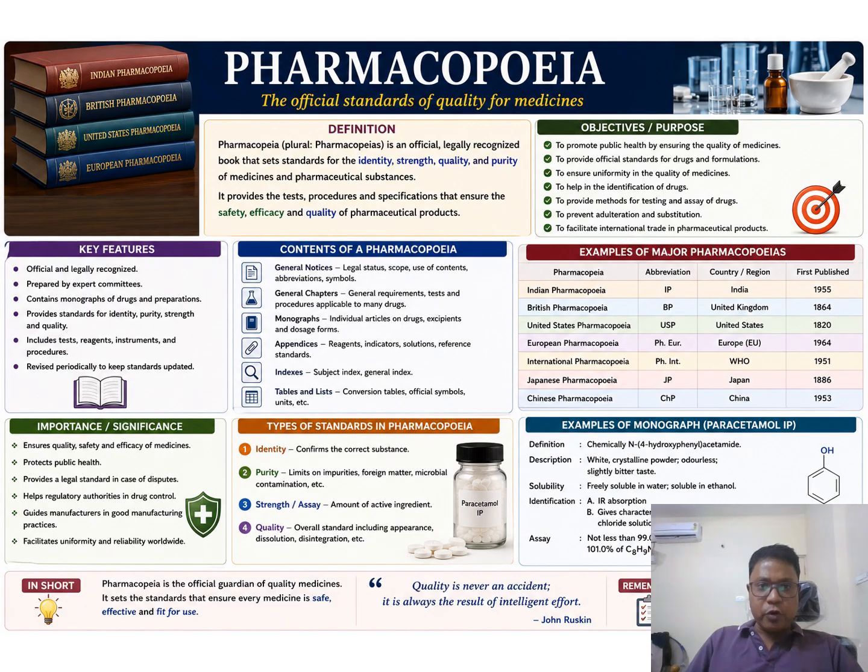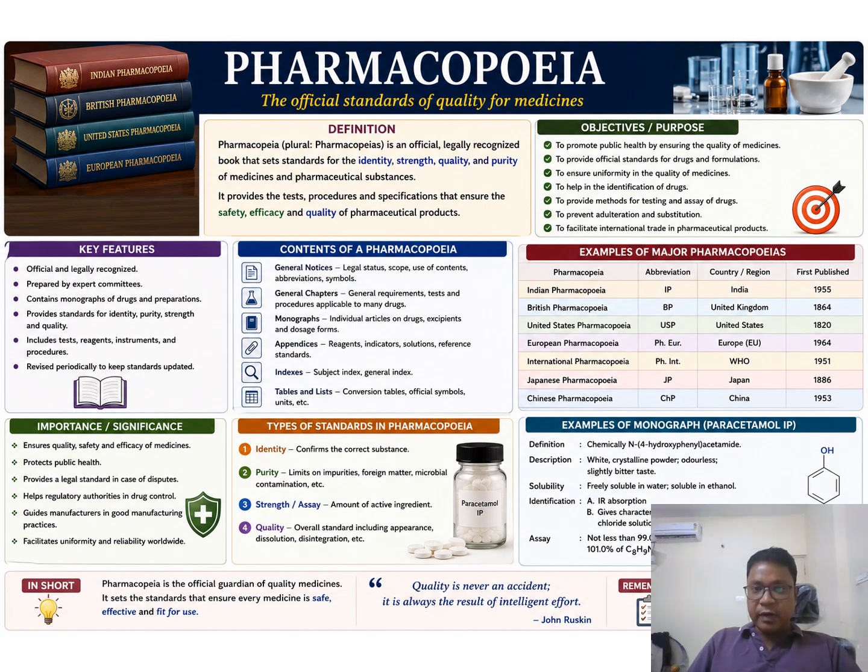So what is the importance and significance of pharmacopoeia? It ensures quality, safety, and efficacy of medicines, protects public health, provides a legal standard in case of disputes, helps regulatory authorities in drug control, guides manufacturers in good manufacturing practice, and facilitates uniformity and reliability worldwide.